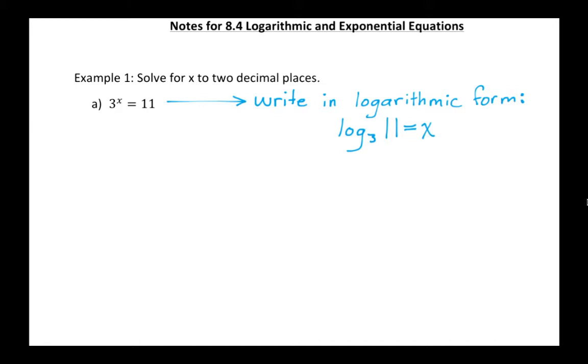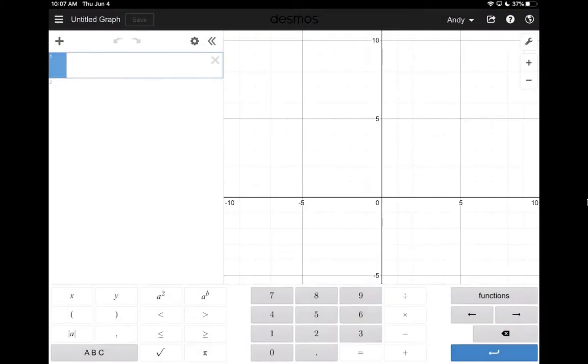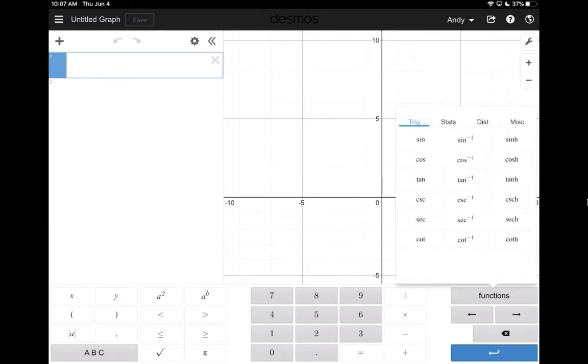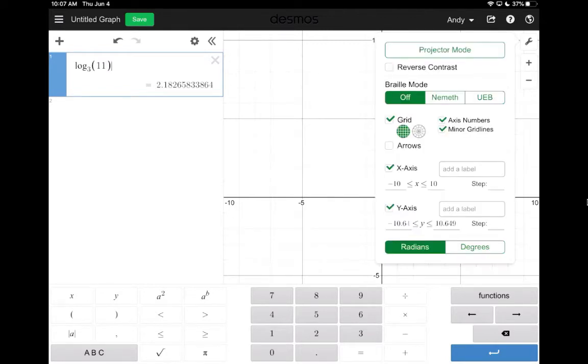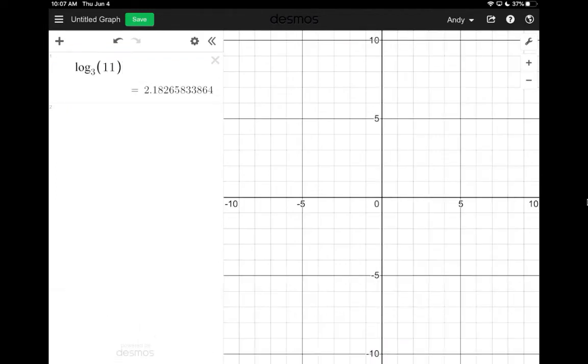Now, if you know how to calculate that using a calculator directly, let's say that you have the Desmos graphing calculator and you go to functions, then miscellaneous, and you do log base a, and we want to do base 3 of 11. Then here's the value you get. It's approximately 2.18. Let me make that a little bit bigger so it's easier to read. Okay, so that's one way.